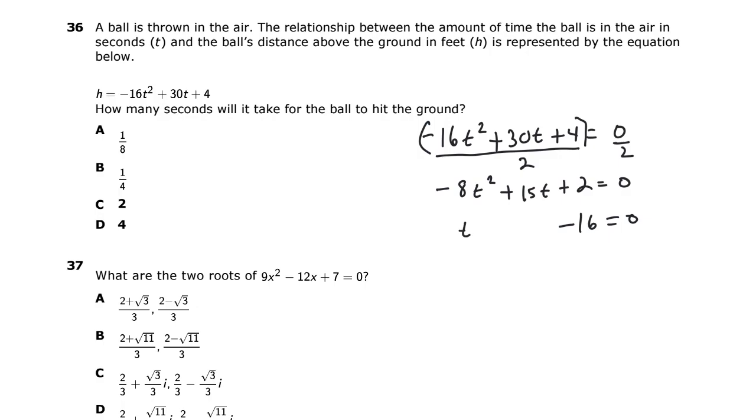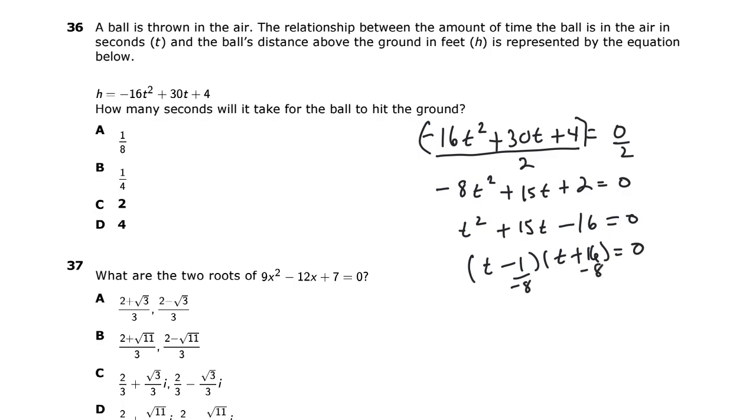So you have t squared plus 15t minus 16. And we know that it's going to be t minus 1 times t plus 16 equals 0. Remember that we took out the negative 8. So we're going to divide by negative 8, divide by negative 8.